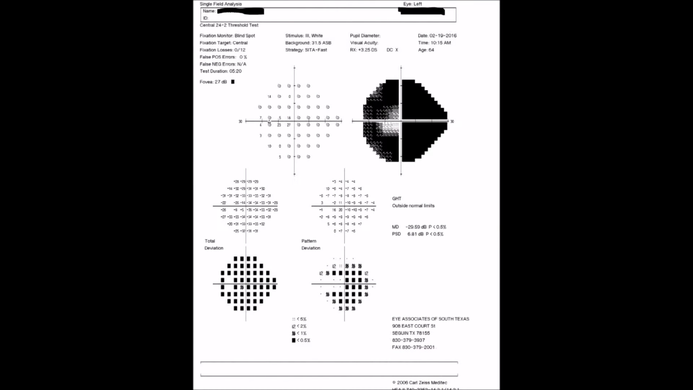This is a visual field of the patient's fellow eye. You can see they already have tunnel vision. The intraocular pressure was elevated at 42 millimeters of mercury. We will lower this with medications and perform a peripheral iridotomy to relieve the angle closure component of the glaucoma.